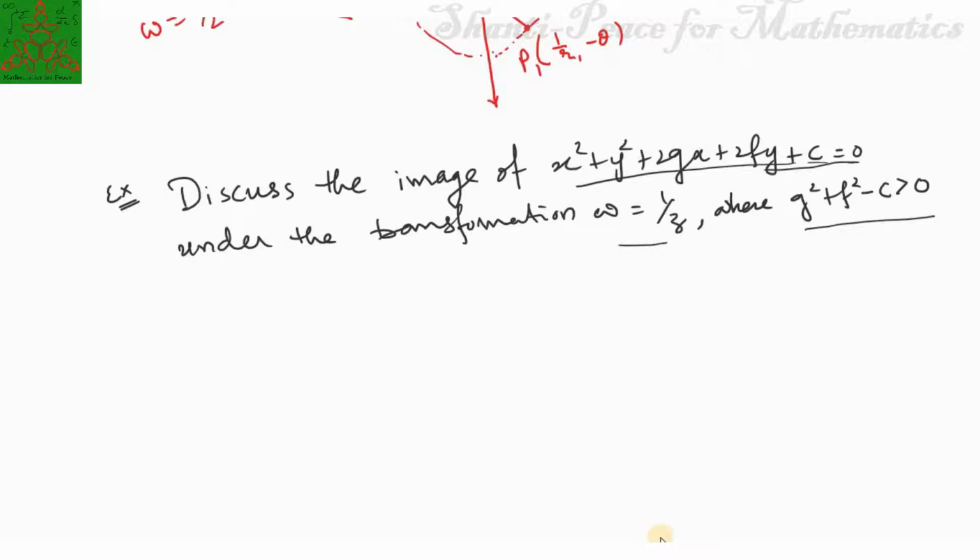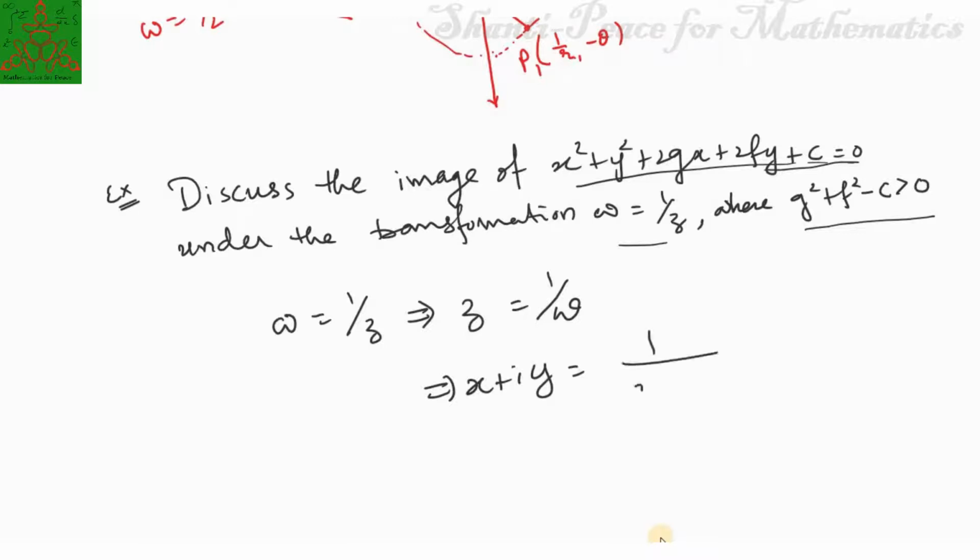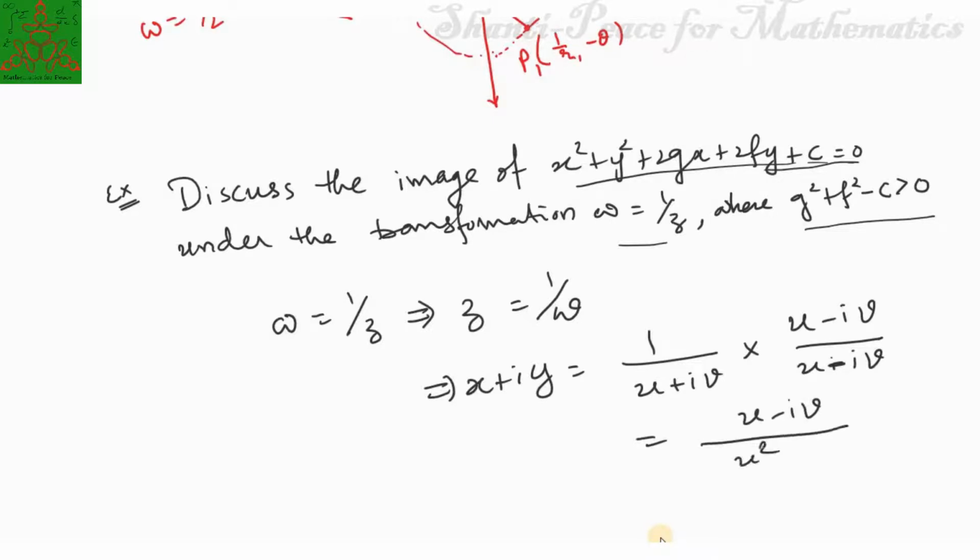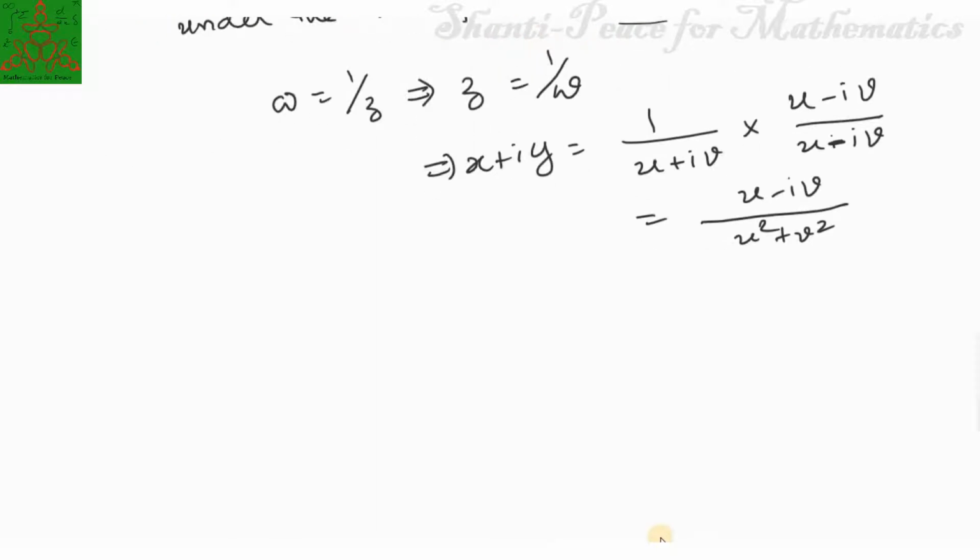Since these values are given in terms of x and y, I need the values of x and y. So w is equal to 1 upon z can be written as z is equal to 1 upon w. If we write z as x plus iy and w as u plus iv, and multiply and divide by the conjugate, we get u minus iv upon u square plus v square. Therefore the value of x is u upon u square plus v square, and the value of y is minus v upon u square plus v square.